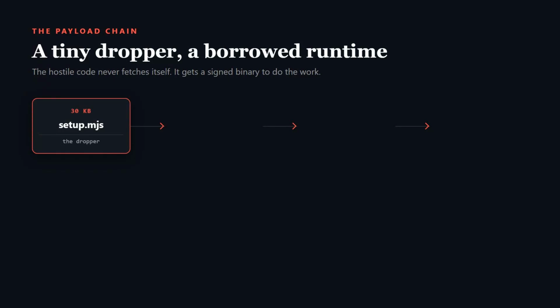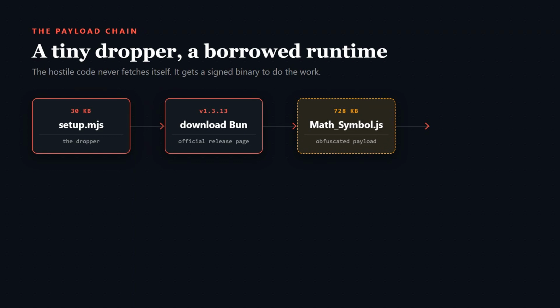The file that runs first, setup.mjs, is only 30 kilobytes, and it does almost nothing interesting. It's a dropper. It downloads the Bun runtime, version 1.3.13, straight from Bun's own official releases page on GitHub, and uses Bun to run the real payload. That second file is 728 kilobytes of obfuscated JavaScript. Why go through Bun at all? Because Bun is a legitimate signed binary from a legitimate release page, so fetching it doesn't look like malware fetching itself. The hostile code never touches the network under its own name.